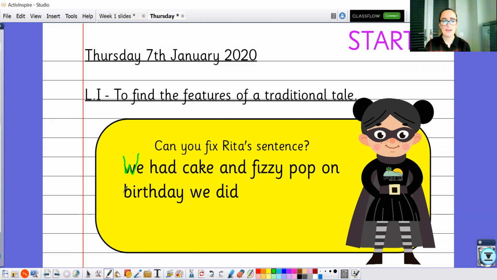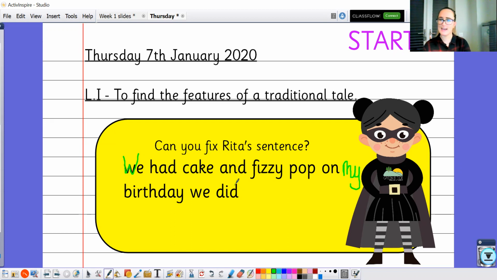Doesn't sound right. We had cake and fizzy pop on whose birthday? Mine? On my birthday? On his birthday? On her birthday? On our birthday? See which one you wanted to choose there. I'm going to go for my. On my, making sure my descender goes low. On my birthday. We had cake and fizzy pop on my birthday, we did.